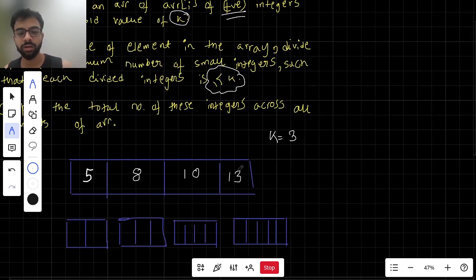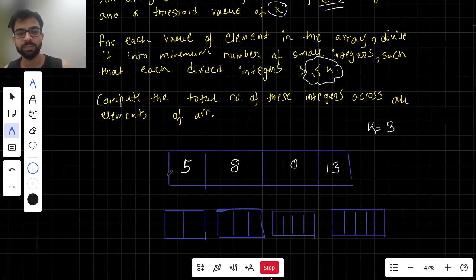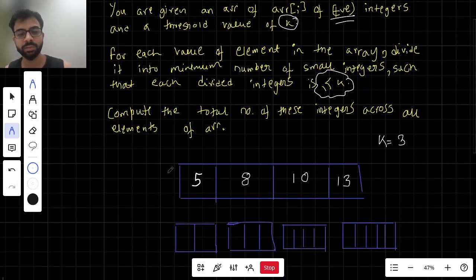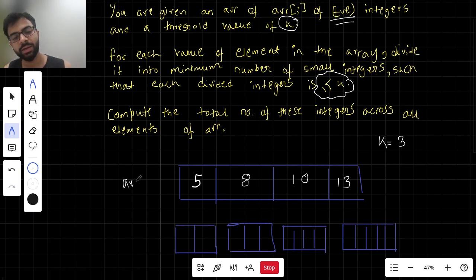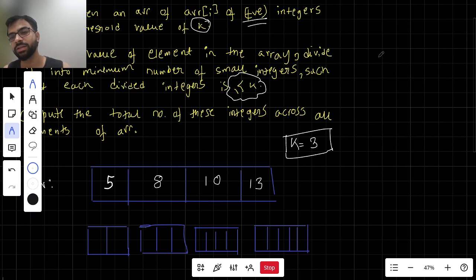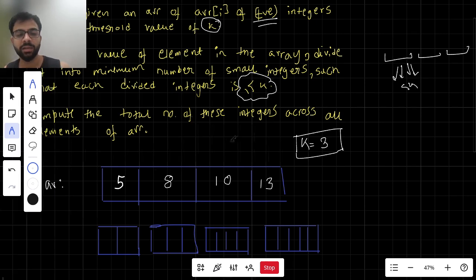Okay, so let us understand this particular problem statement with the help of an example. My array has the elements 5, 8, 10 and 13, and k is my value. k is the value which allows me to divide it into some possible manners. I have to divide each element in such a manner that each division goes up to the value k. Let me explain nicely.